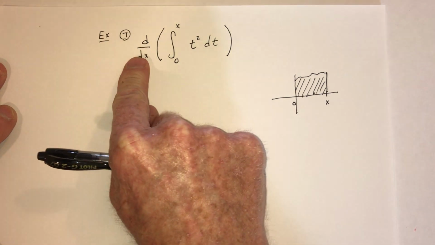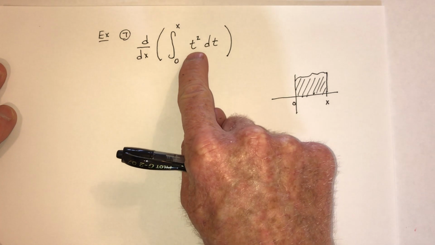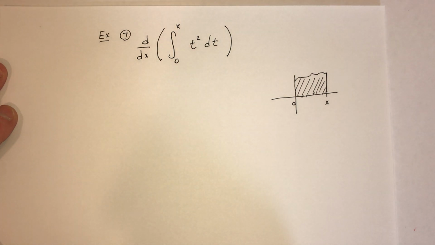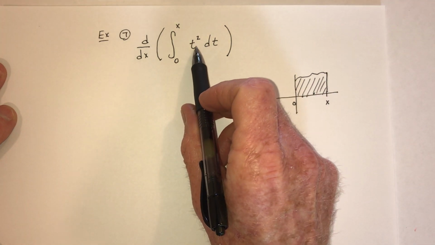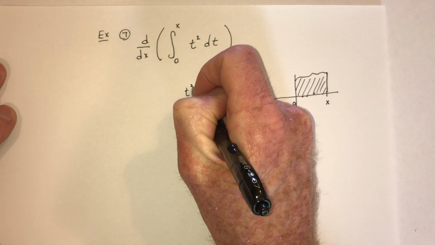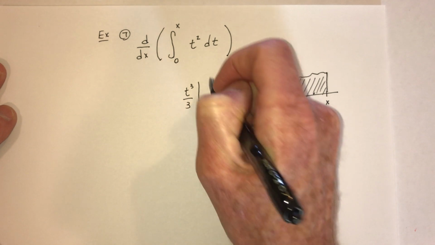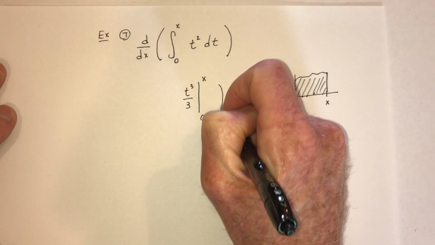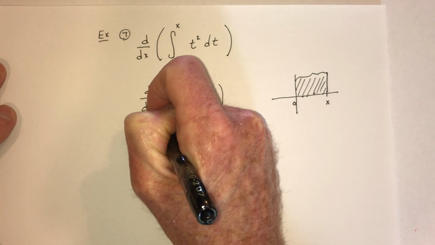Now, because the derivative and the integral cancel each other out, we should get the original function back again as our answer. To actually show how that works and why that works, take the antiderivative of t squared, that will be t cubed over 3. Evaluate that from 0 to x. And then last thing we'll do is take the derivative.